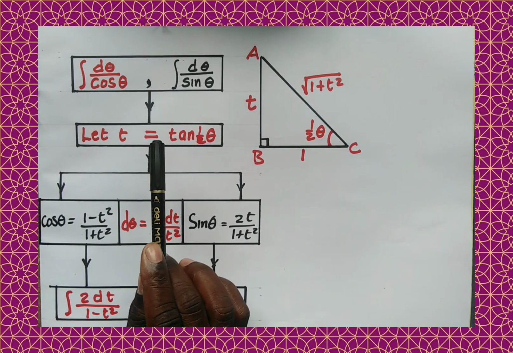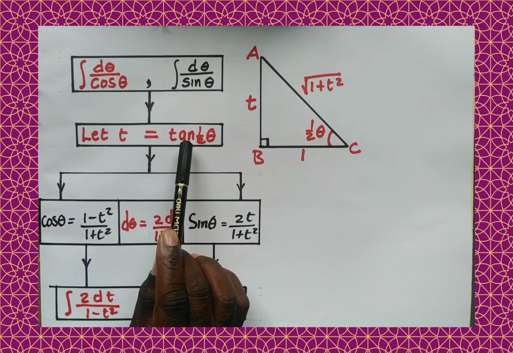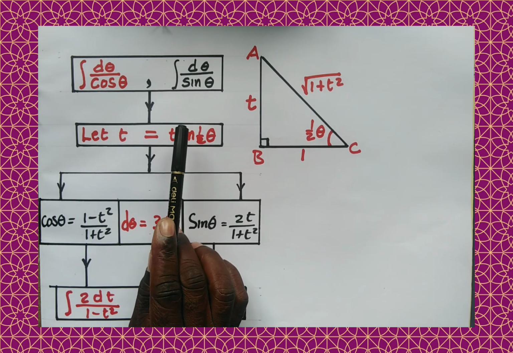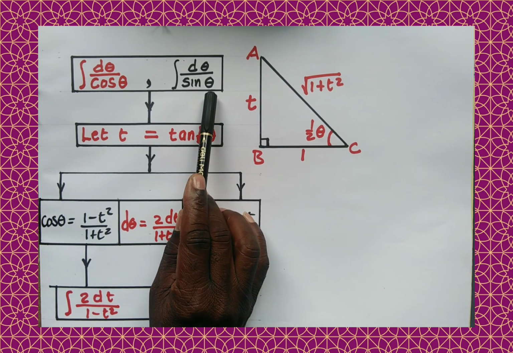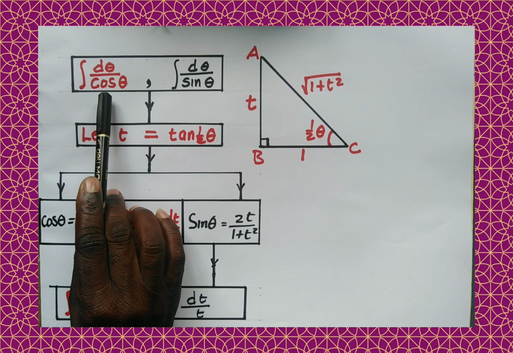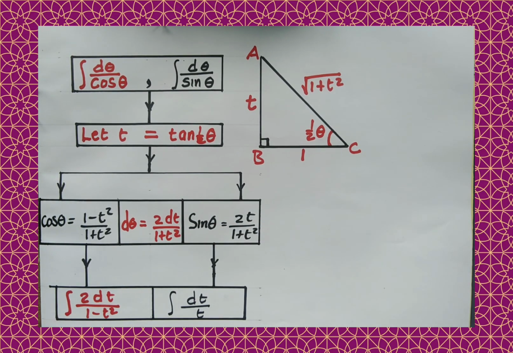What exactly is the T-substitution, and how can we use it to evaluate the integral of 1 over sine of theta or 1 over cosine of theta with respect to theta?